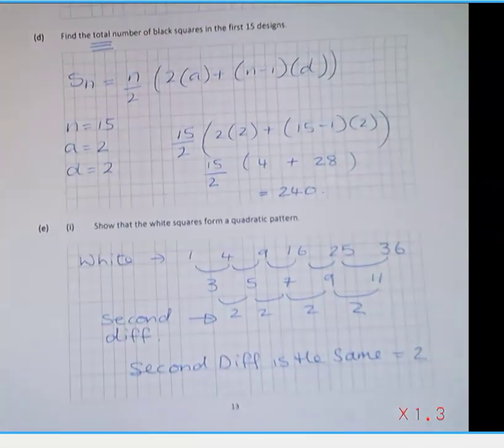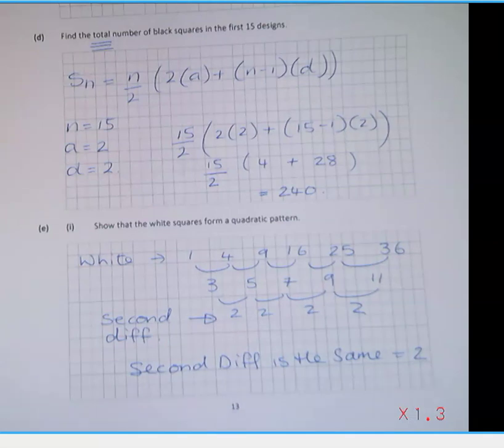Part E, it wants you to show that the white square is a quadratic. So for the whites, you write down the pattern that they had. So they had 1, 4, 9, 16, 25, and 36. You write down what the first difference is. So you had 3, 5, 7, 9, and 11. They are all different, so it's not linear.